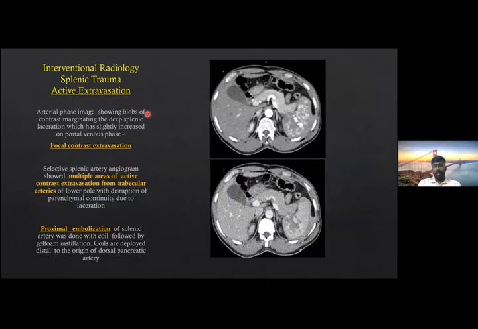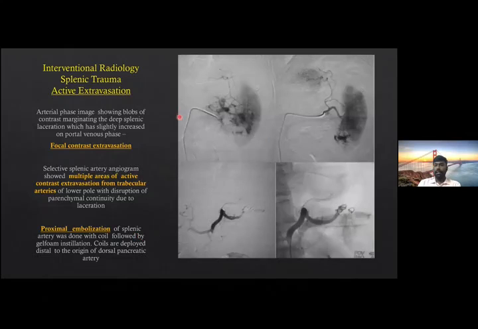Now moving on to splenic trauma and interventional radiology. So here we can see focal contrast extravasation, which is increasing. This is the same patient we had seen with splenic parenchymal hematoma with surrounding laceration. There was contrast extravasation, and a diagnostic angio showed multiple foci of contrast extravasation. So a distal embolization was not feasible, and we have done a proximal embolization. Here you can see the coils being deployed, and there is no opacification of the distal splenic artery.